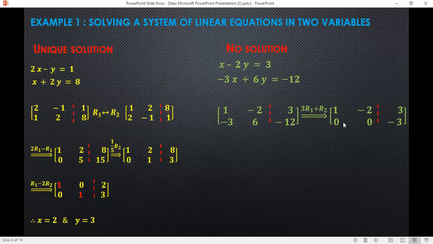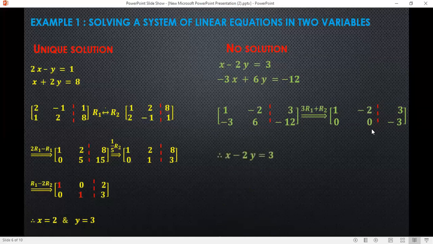And the second row will be 3 times 1, 3 plus -3 is 0. 3 times -2, -6 plus 6 is 0. 3 times 3, 9 plus -12, -3.